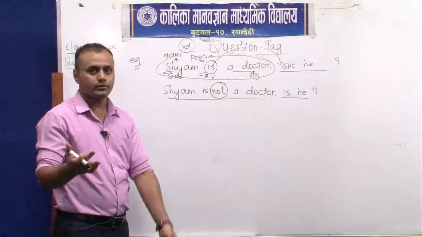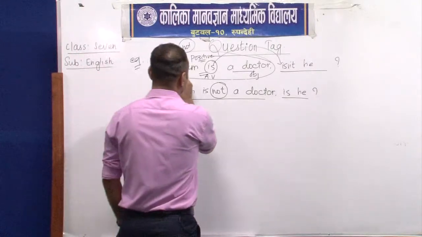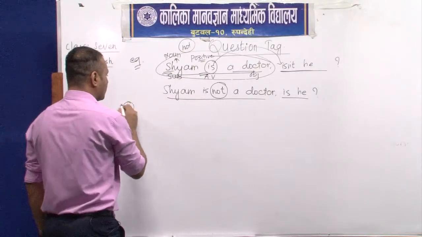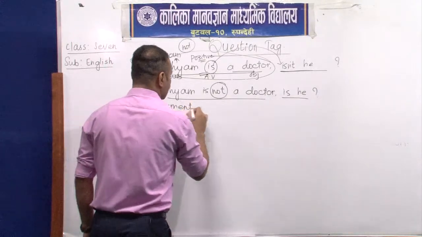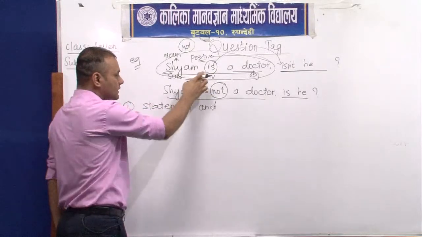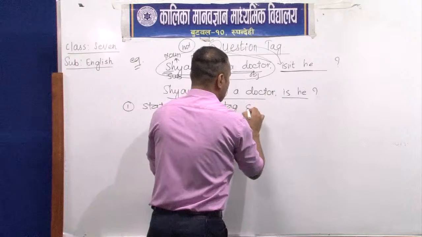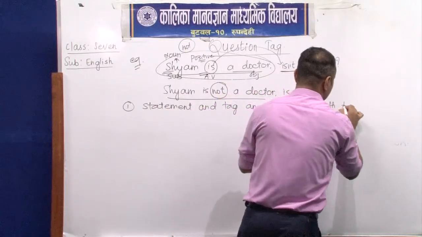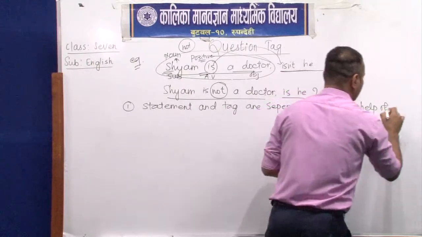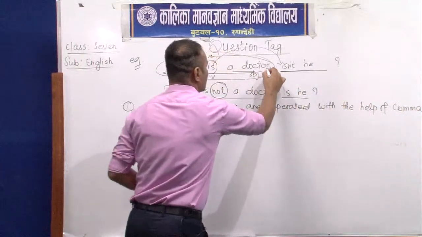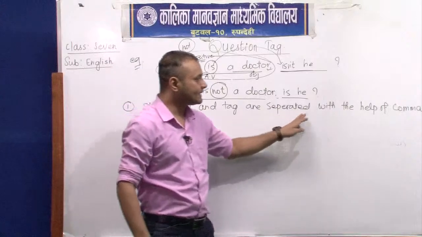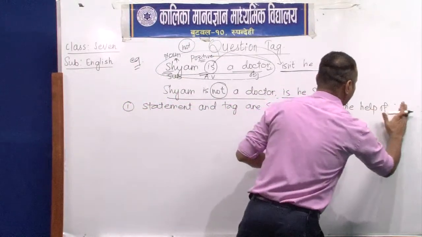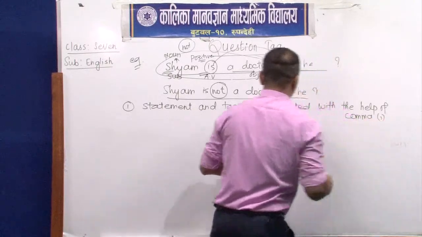Okay, now let us generalize some rules for question tag. Number one, you can see two parts. This is one part, this is the next part. Two parts: statement and tag. Rule number one, you can write down also: statement and tag are separated with the help of comma. You can see comma here. This one is comma, okay? C-O-M-M-A, comma. You see?